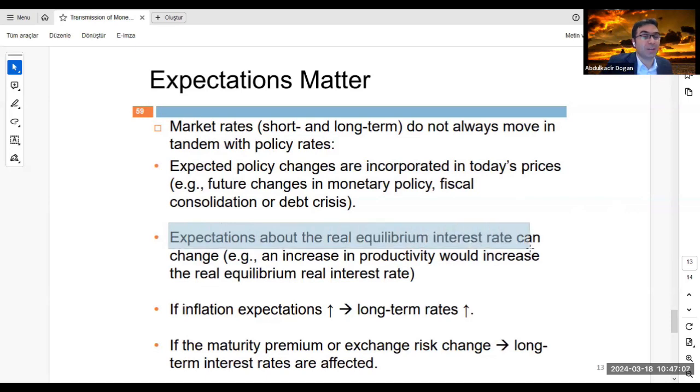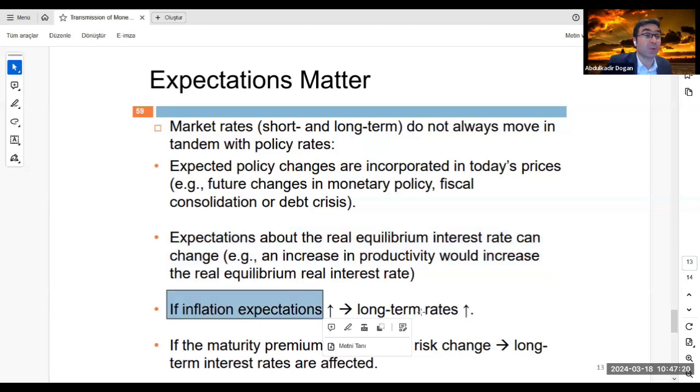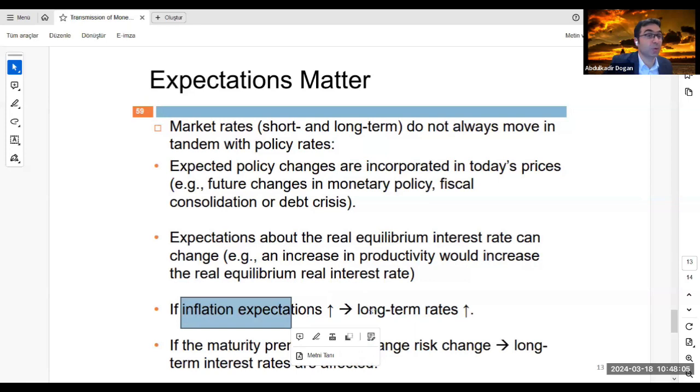Expectation about the real equilibrium interest rate can change as well. So an increase in productivity would increase the real equilibrium interest rate as well. And if inflation expectation goes up, then long-term rates go up. Why? Because if I expect inflation to go up in the near future, I will tell the government that your 10-year return today is 2%, but inflation goes up to 2.5. So to compensate my loss because of the inflation, you should increase your long-term interest rate. Do you understand this mechanism? This is really important. If inflation is going up, people lose money in the long term. So they are saying to the government, please increase your long-term interest rate because I am losing money because of the inflation. So you should give higher money to me, so as not to lose because of the inflation.